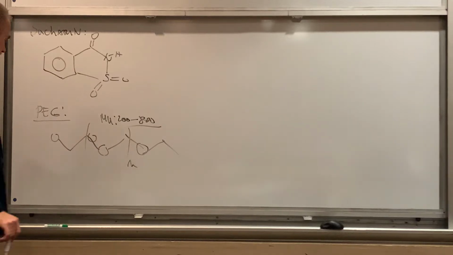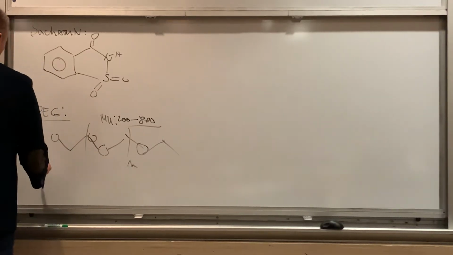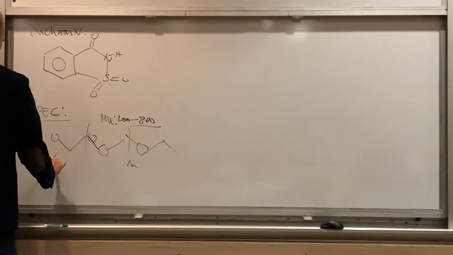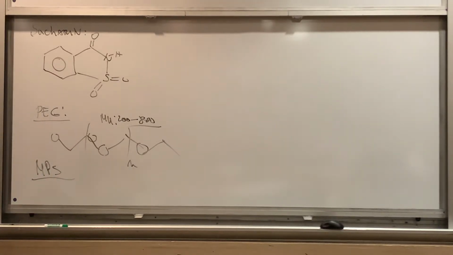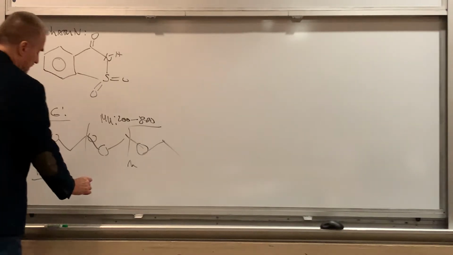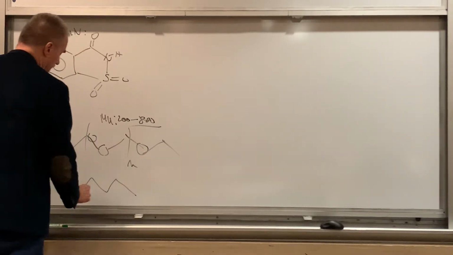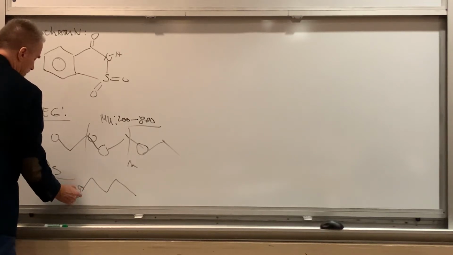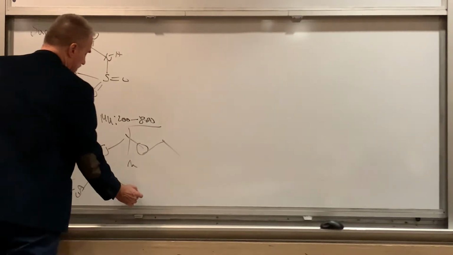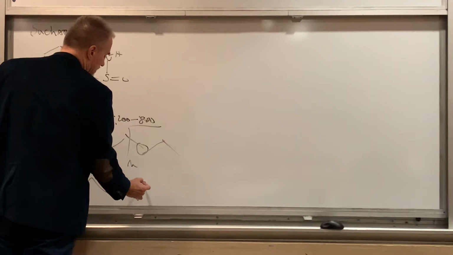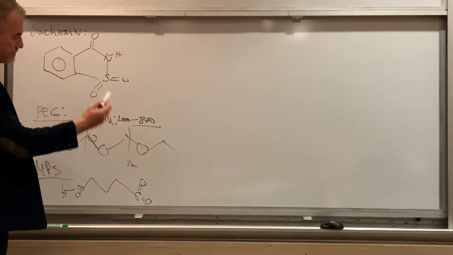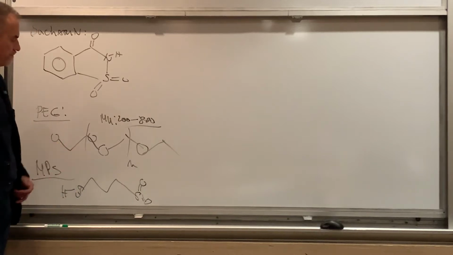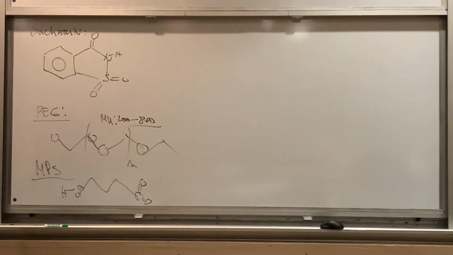Then we have MPS, which is mercaptopropyl sulfonate, and that's basically a thiol, which has this thiol group here, SH, and here's a sulfonate side, right? And that's used for superfilling in combination with the polyethylene glycol.